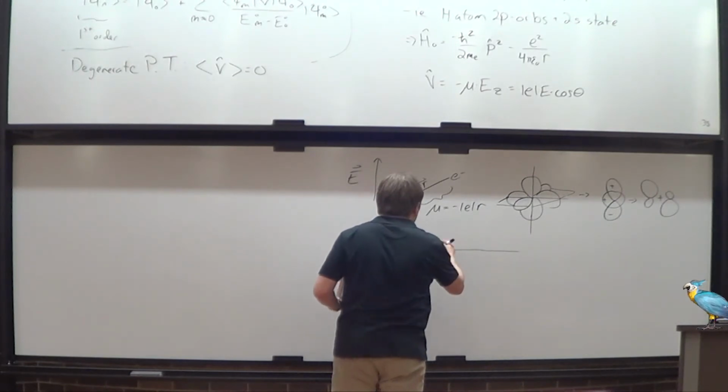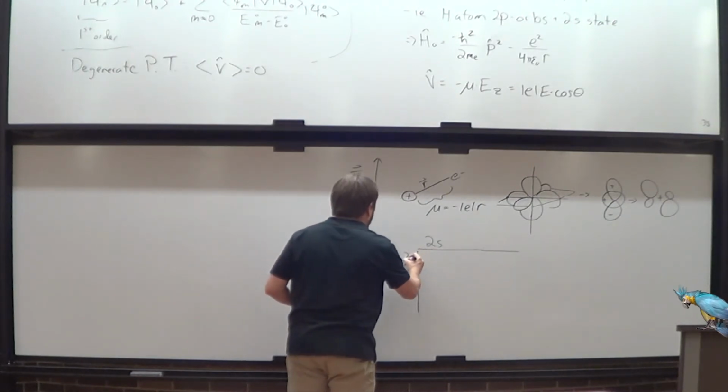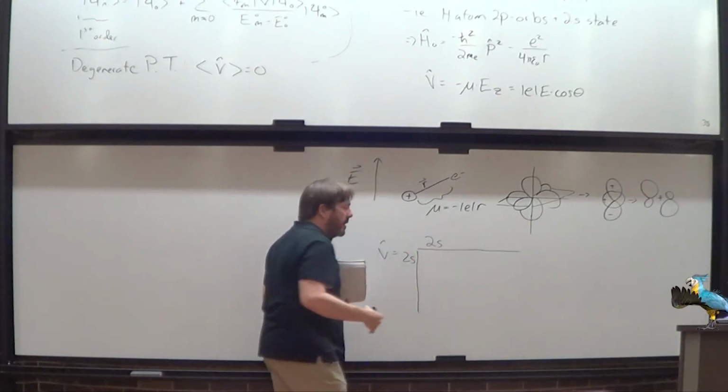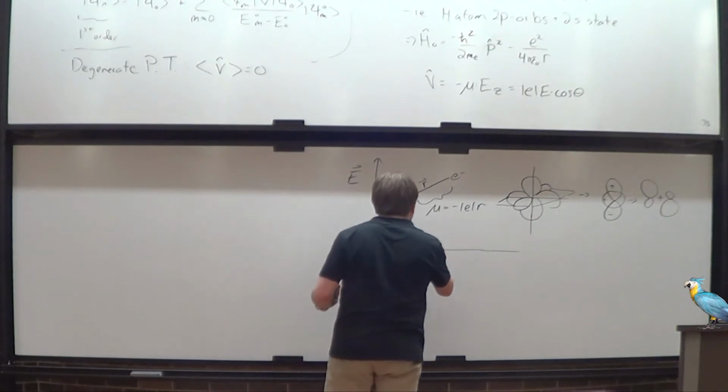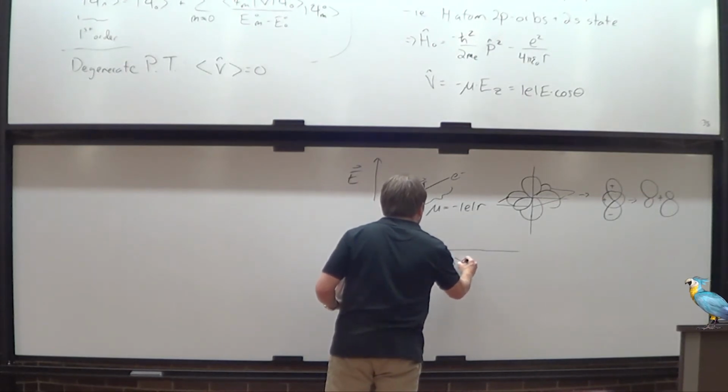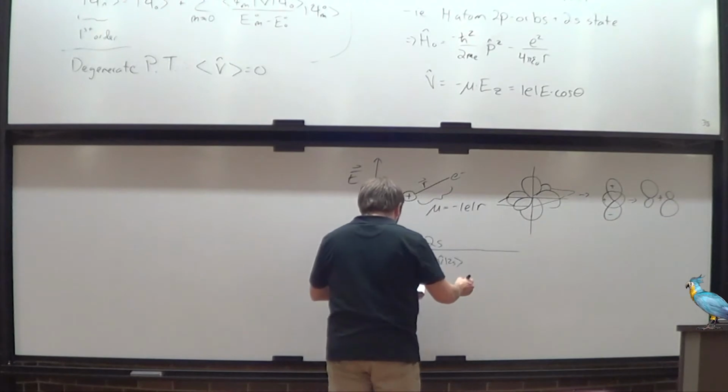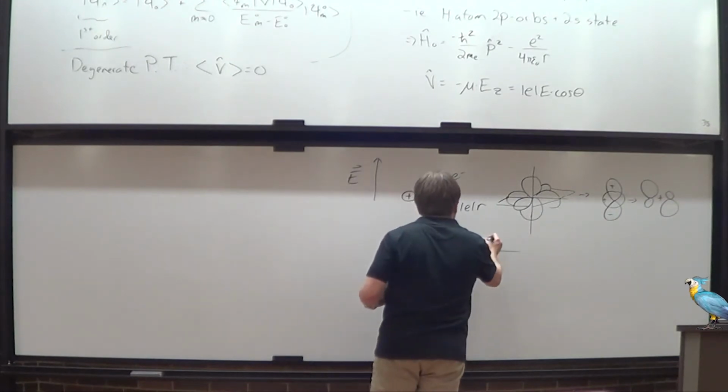The first column, and then, of course, correspondingly, the first row, those need to be the same thing. That's the 2S state. So what I'm going to have is 2S, V, 2S. Okay. Now, you know what? I have to kind of correct something here.